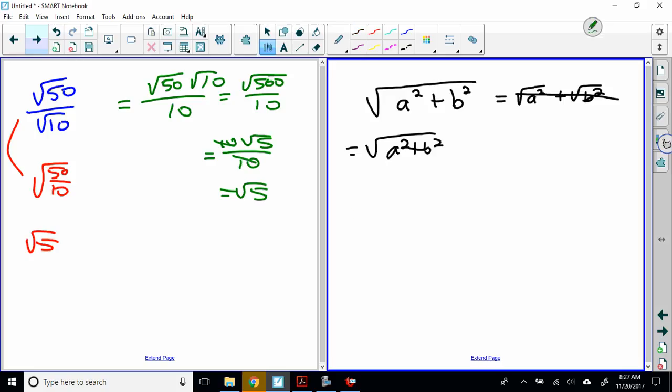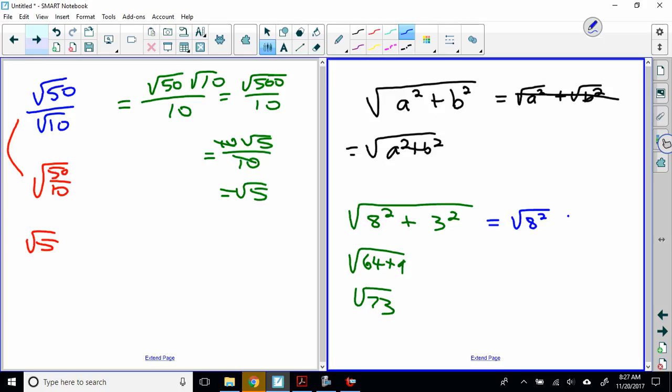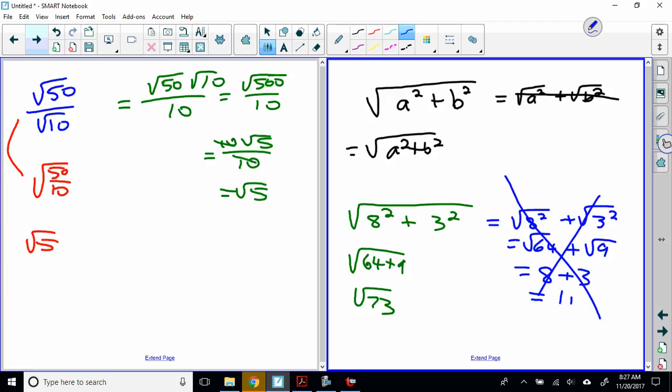Just to confirm this, what if we had something like the square root of 8 squared plus 3 squared? That would be the square root of 64 plus 9, which would be the square root of 73. Now, if you thought that you could break that apart, that'd be the square root of 8 squared plus the square root of 3 squared, so that'd be the square root of 64 plus the square root of 9, so that'd be 8 plus 3, which would be 11. The square root of 73, isn't that going to be like 7 something? Or 8? No, a little bigger than 8, right? So hopefully you realize then that this is no good.